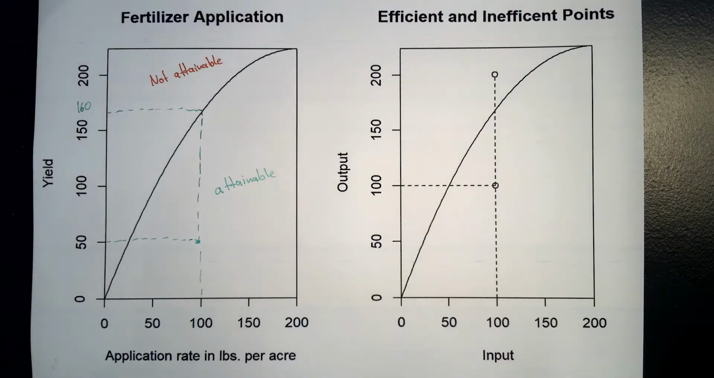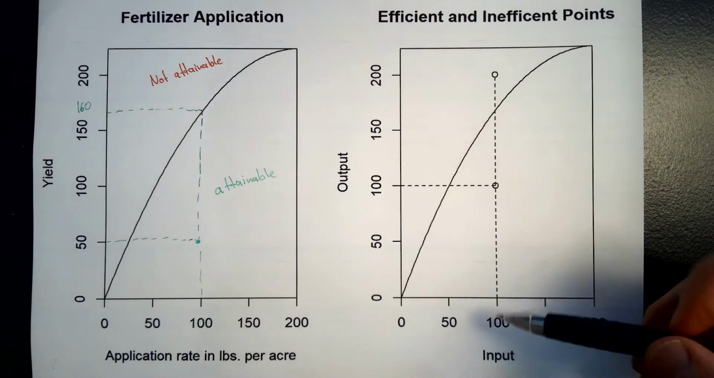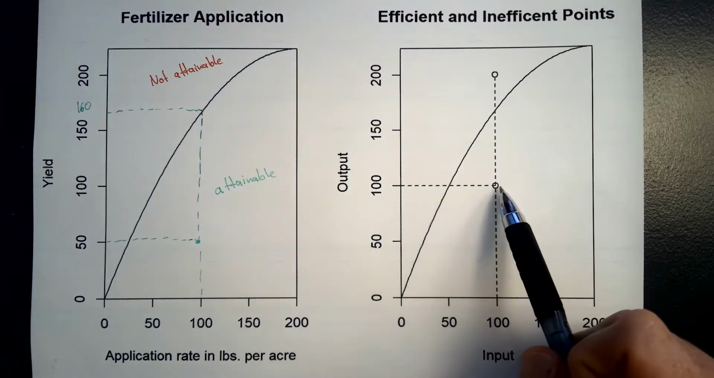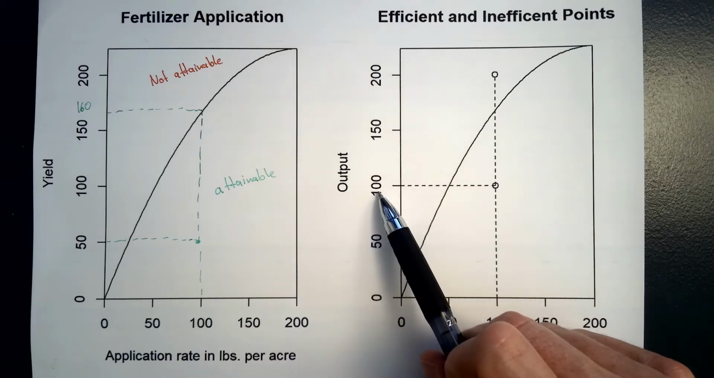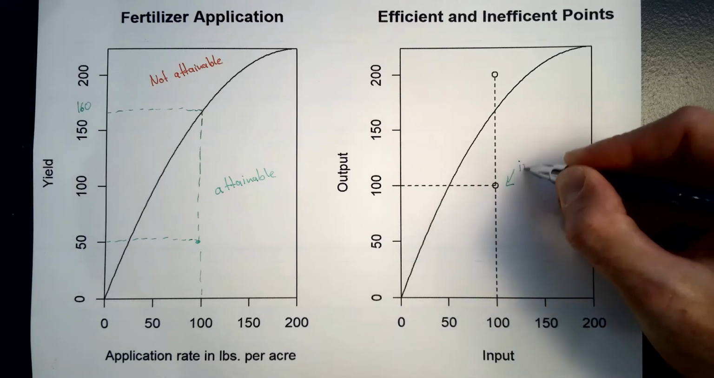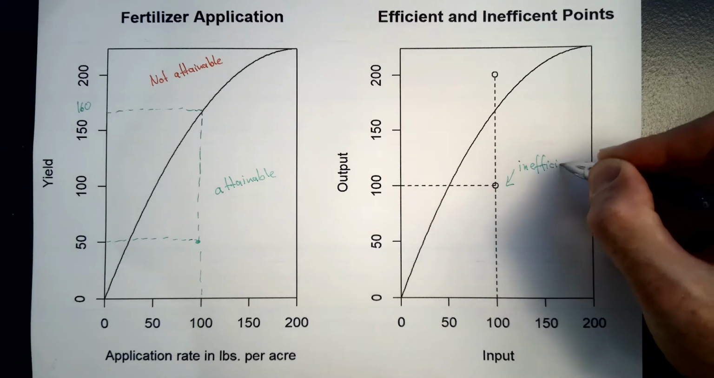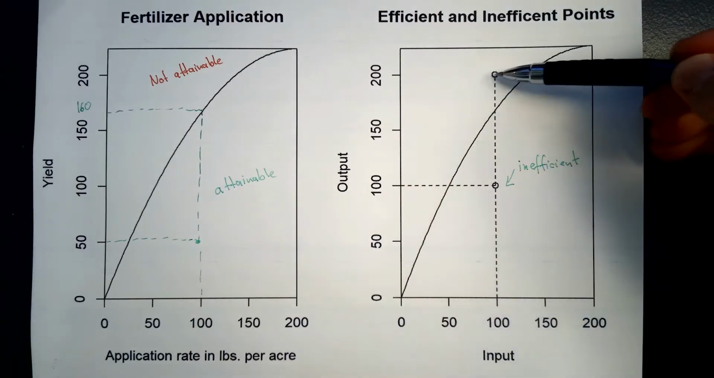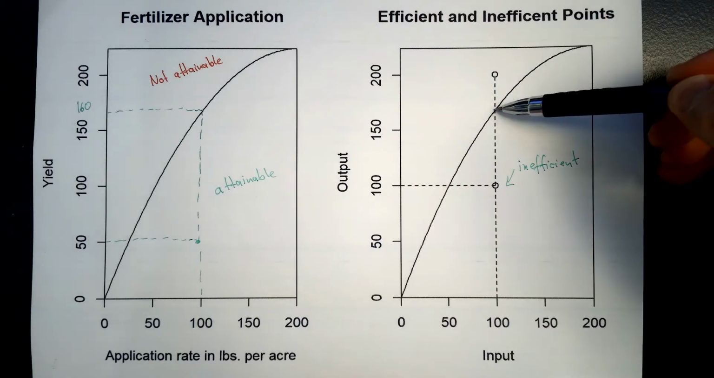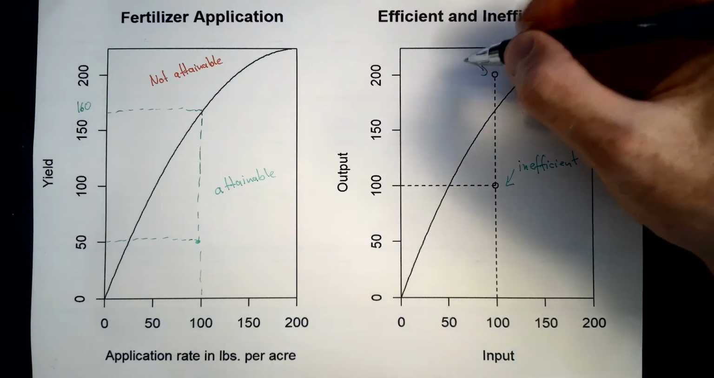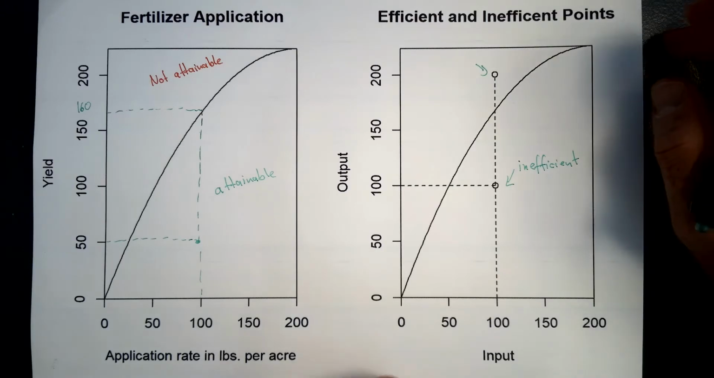Suppose that you are using 100 pounds of fertilizer. Then you can achieve the point of the output of, say, 100 bushels, but this point would be inefficient. Whereas with 100 pounds of fertilizer, you can only achieve, say, 160 bushels of corn, and the point of 200 is not attainable. We have seen this in the past.